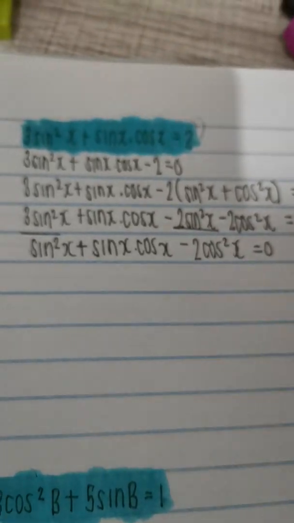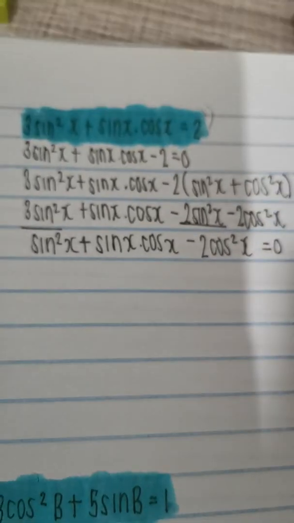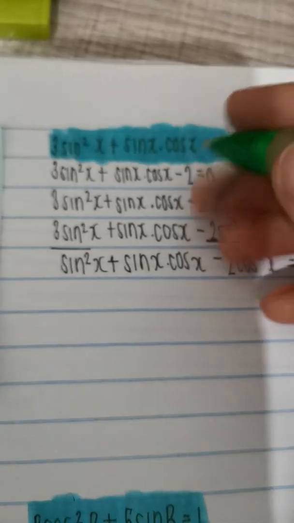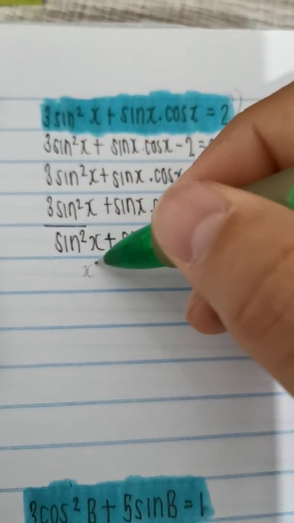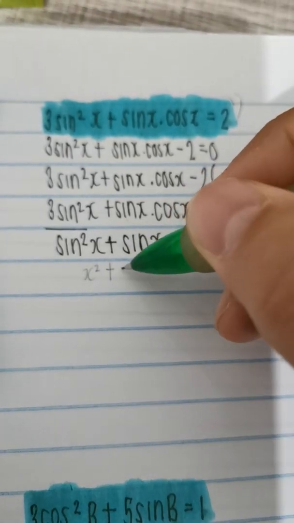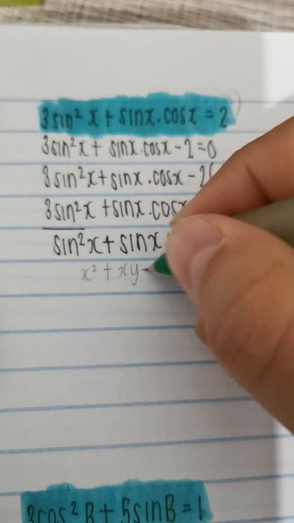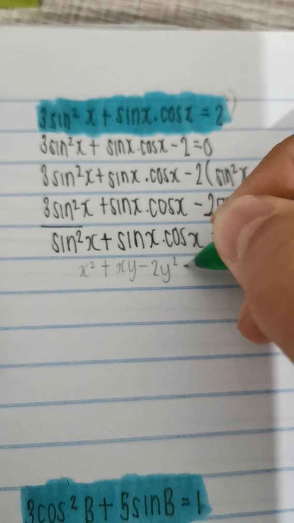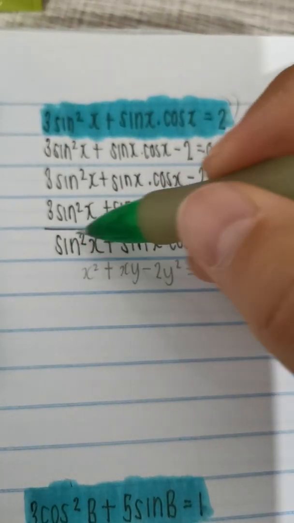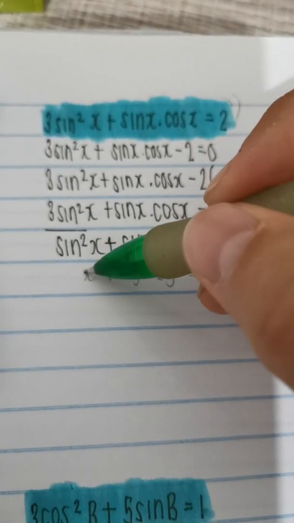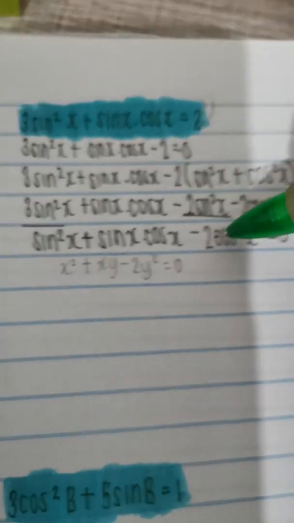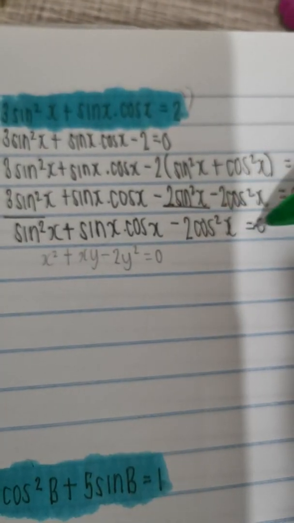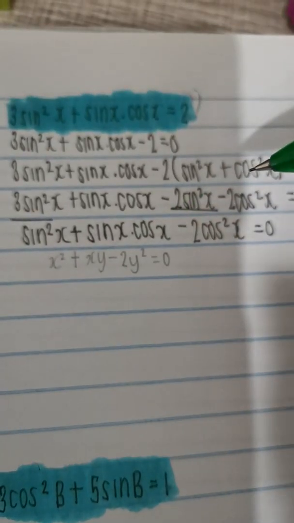Now what's a really helpful tip is, in your paper or on the side of your paper, you can represent this by any variable. I'm going to call this x squared plus xy minus 2y squared. That's what I'm doing. I basically represented sine squared x as just x squared, my sine x is x, my cos x is y, and my negative 2 cos squared x is negative 2y squared.